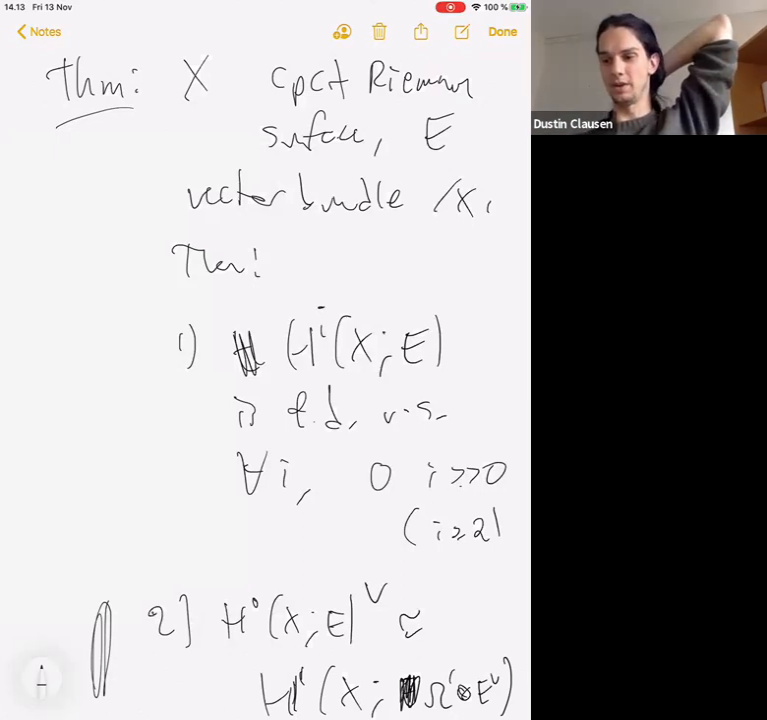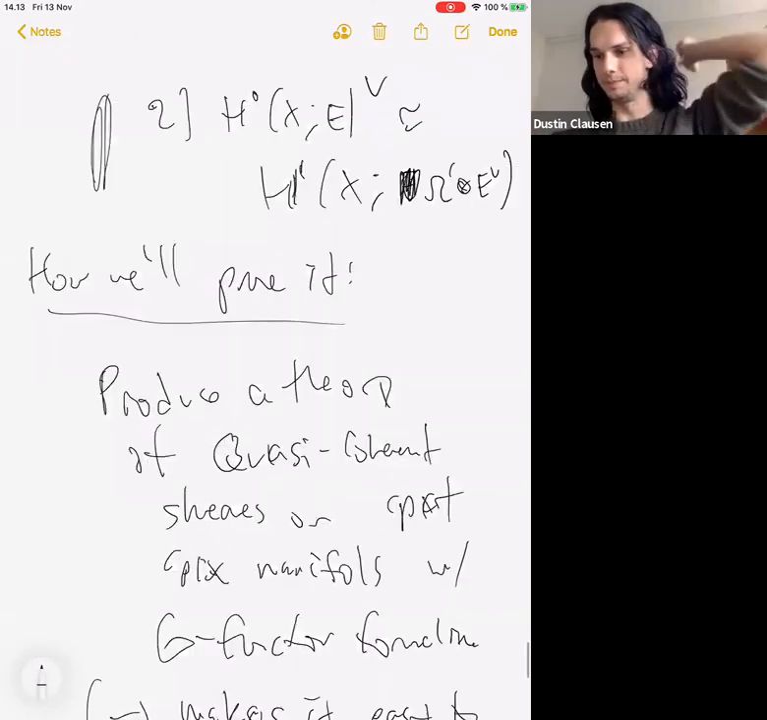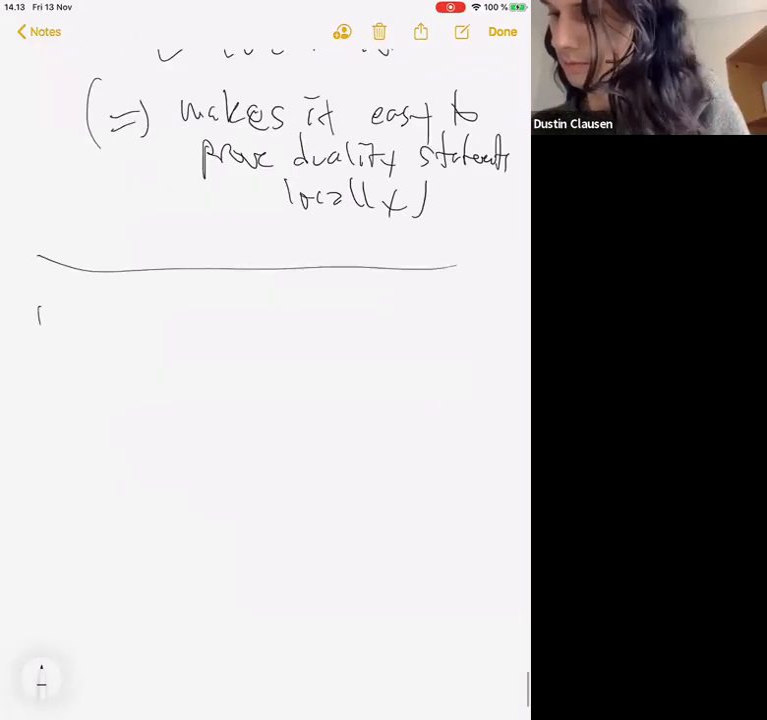But maybe I'll say a word already about how the liquid formalism is going to help with this. Well, maybe I'll say one word about this. Where the 1 will come from.